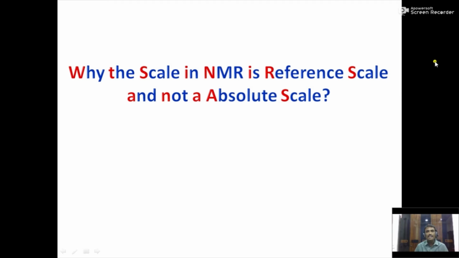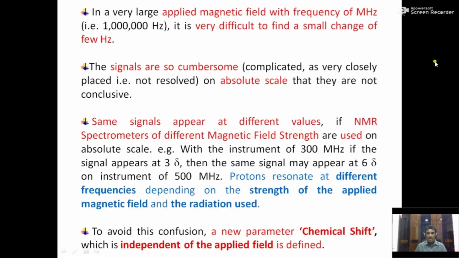Now why is the scale in NMR a reference scale? It is not an absolute scale. Okay, so we are using a relative difference scale rather than an absolute scale. Why is it so? We will see. In a very large applied magnetic field, if a very small change in frequency is taking place, we are applying a very large magnetic field. The frequency of that large magnetic field is in megahertz. Mega means 10 raised to 6 hertz.